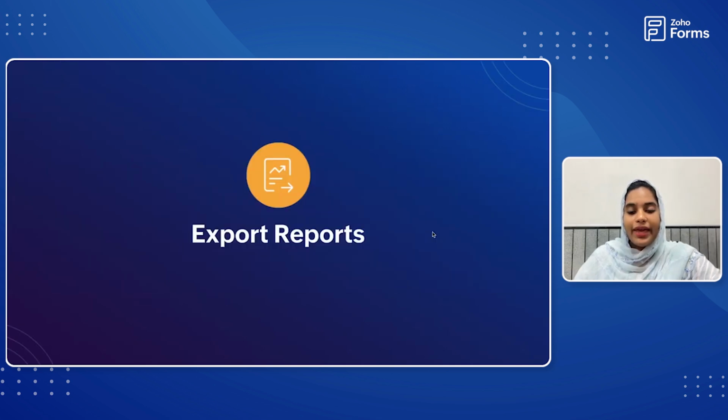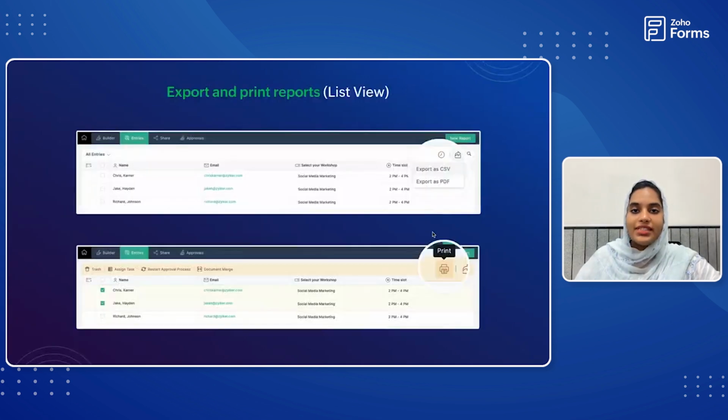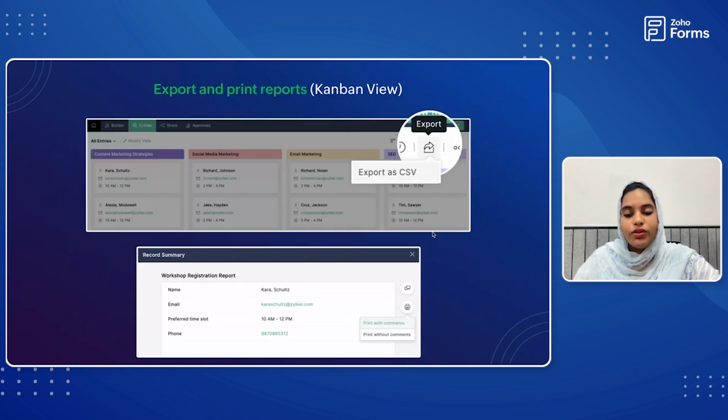And you can also export and print your reports as CSV or PDF files. So with the list view, you can export them as both CSV and PDF files. And with the Kanban view of the reports, you can export them as CSV files, and you can also print them out with or without comments added to the form reports.